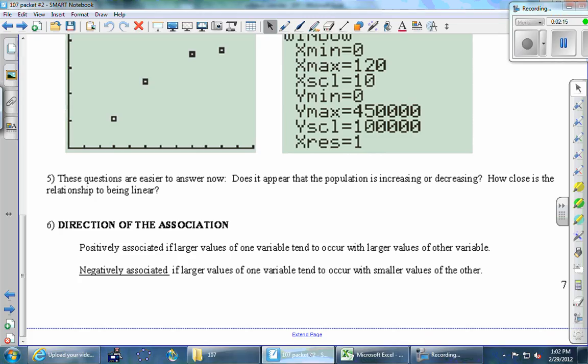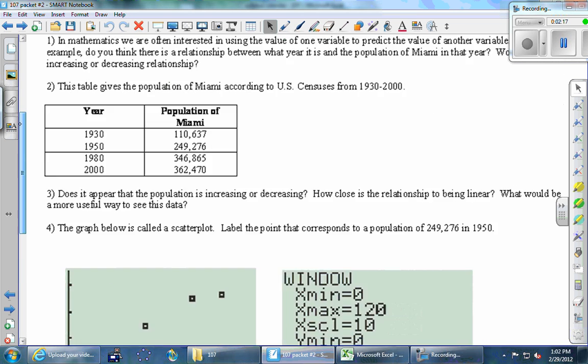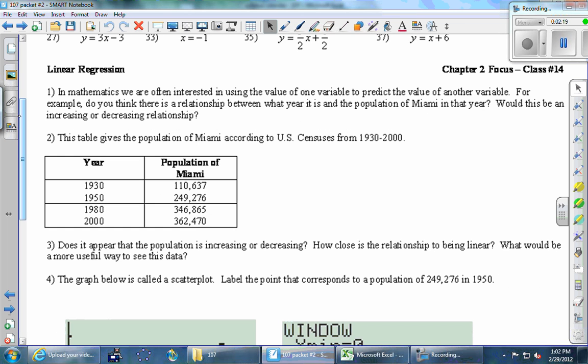So let's start on page 7 here. And we will go to number 1. And we'll start with Eric. In mathematics, we are often using the value of one variable to predict the value of another variable. We predict the value of, for example, what year it is in the population of Miami in that year. Increasing or decreasing. What do you guys think?